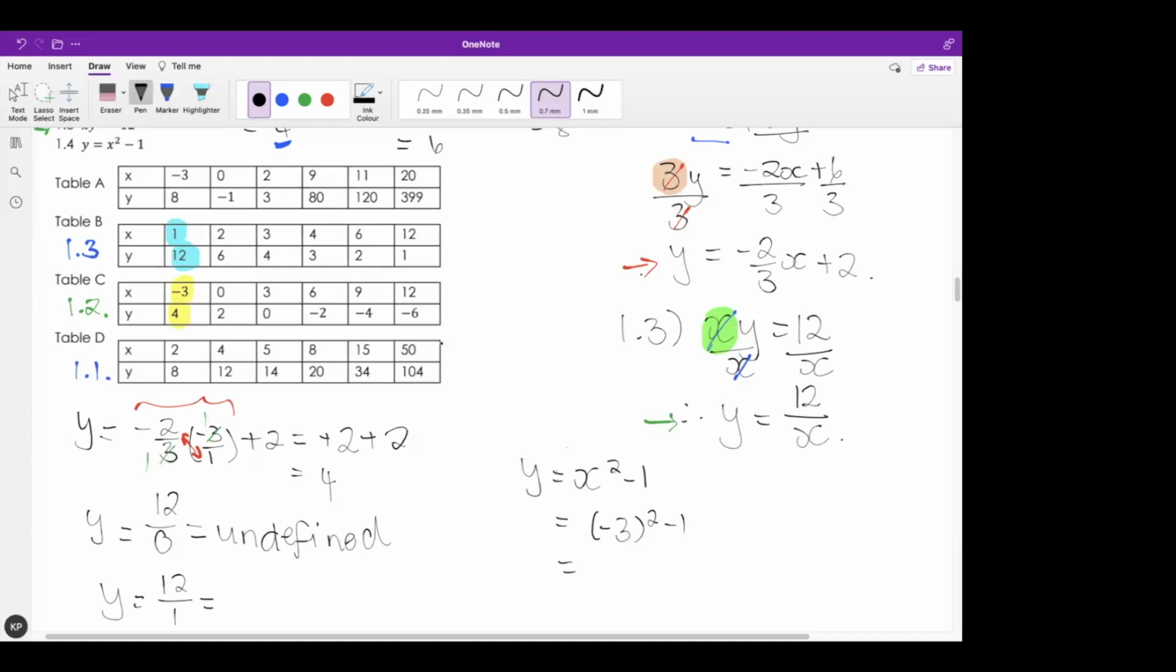Positive or negative? Remember, it's -3 times -3. It's multiplying two negatives with one another. So my answer is positive. So this is 9 minus 1. What's 9 minus 1? 8. Is that my desired outcome? Let's look over here. Yes, it is. So indeed, we can conclude that table A goes with 1.4. Nice.